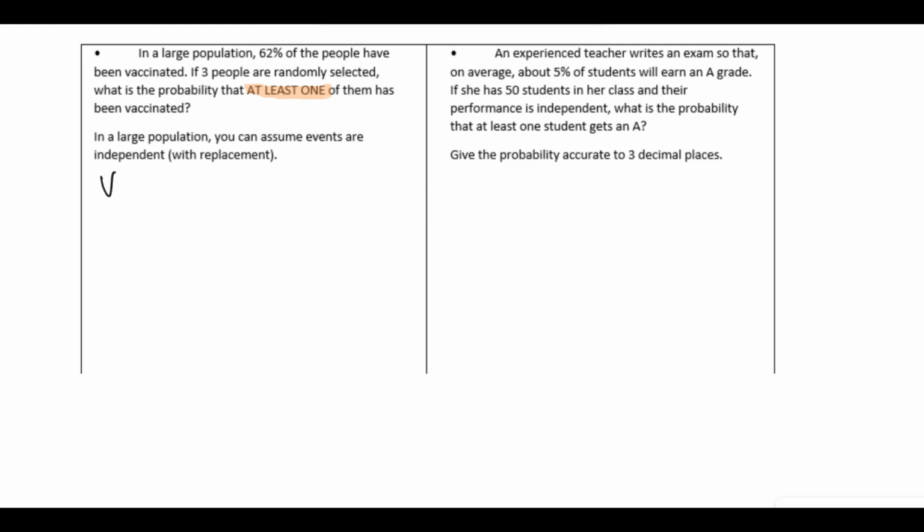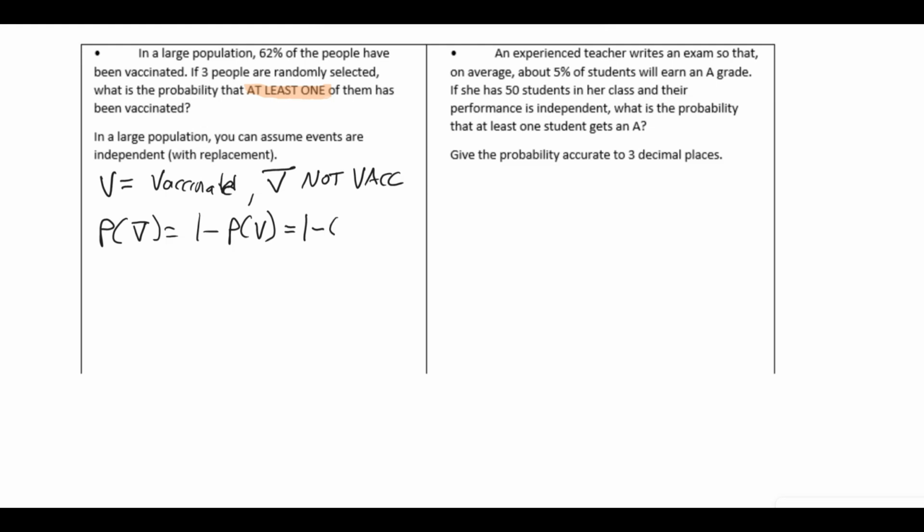So first off, V equals vaccinated. And so then V with a bar would be not vaccinated, the complement of it. And we know that the probability of not being vaccinated is 1 minus the probability of being vaccinated. Now that's important. We'll need to work this out. So let's take a look. The probability of being vaccinated, 62%, 0.62. So we simplify that and get 0.38. In other words, there's a 38% chance that they are not vaccinated.